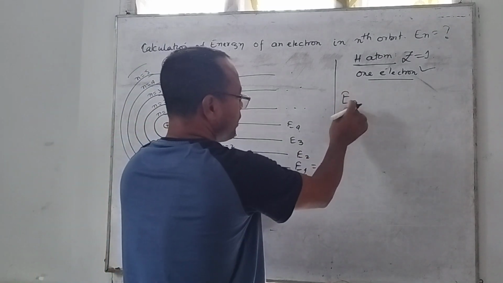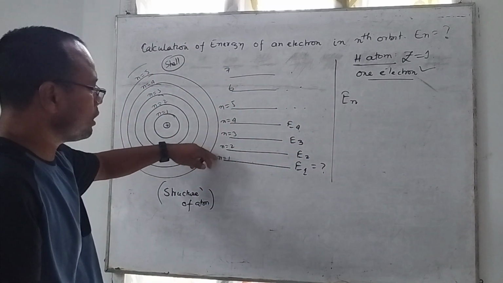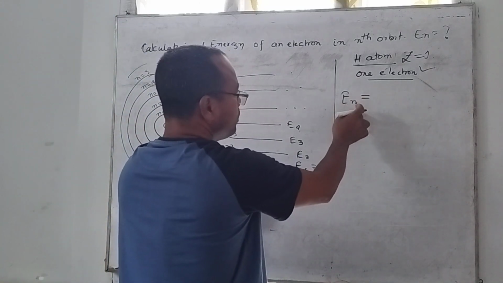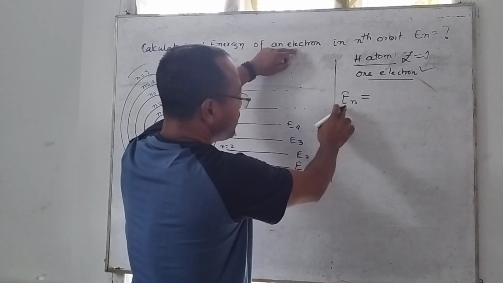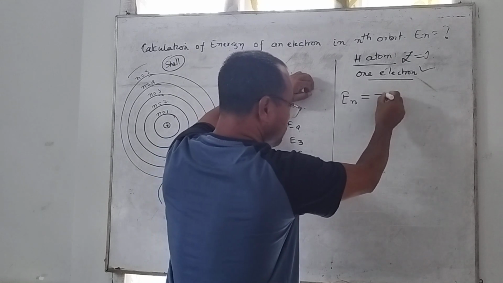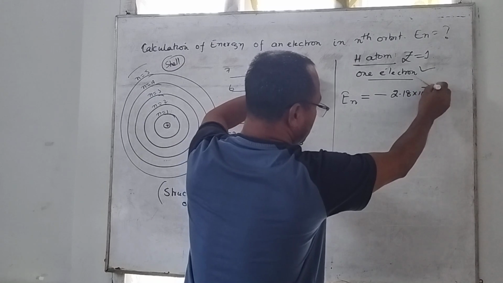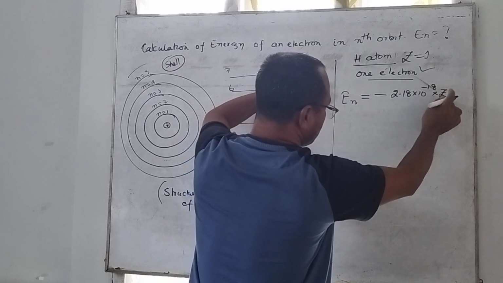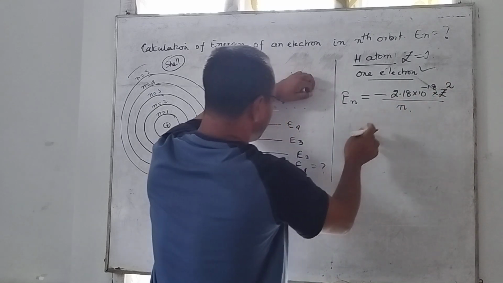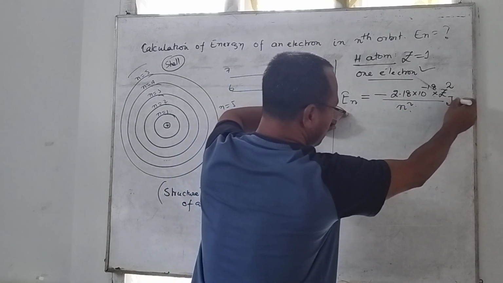This is the nth energy level, right? n is the number of the orbit, so we can use 1, 2, 3, 4, 5, 6, right? So how much energy is associated with an electron in the nth energy level? We have the formula: minus 2.18 into 10 to the power minus 18 into Z squared, where Z is the atomic number, divided by n squared, where n is the number of the orbit. This value we calculate in joules per atom.